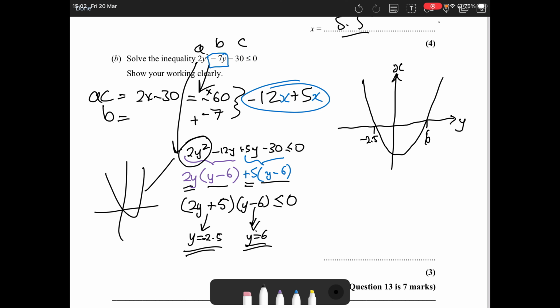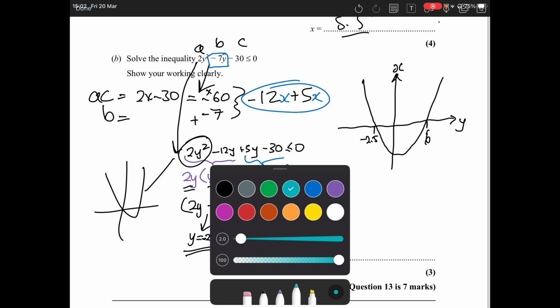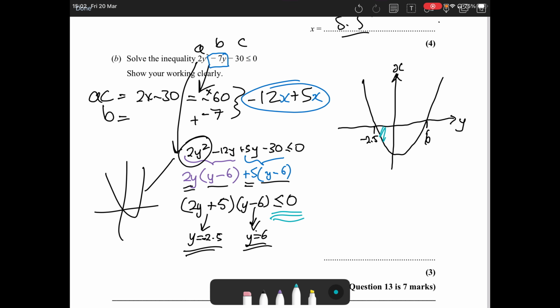When is this graph less than or equal to 0? It's here. If it was greater than 0, it would be here and here, but it isn't. It's the blue bit. So to wrap this up, when is this less than or equal to 0? It's when x is greater than or equal to negative 2.5, and x is less than or equal to 6. These are your answers. Minus 2.5, x is bigger than that, and x is less than or equal to 6.